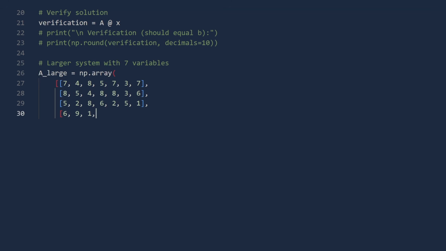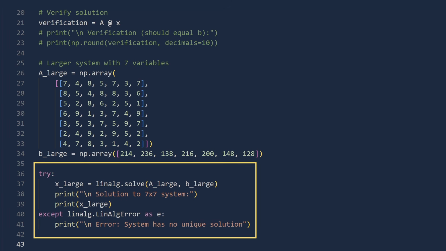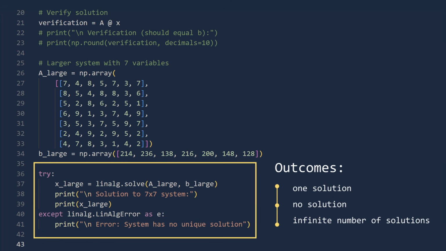Larger systems follow the same principle. Here is a system with 7 variables. This is no more challenging for NumPy than our previous example. Notice we have added a try except block. This is because there are 3 possible outcomes: one solution, no solution, or an infinite number of solutions.